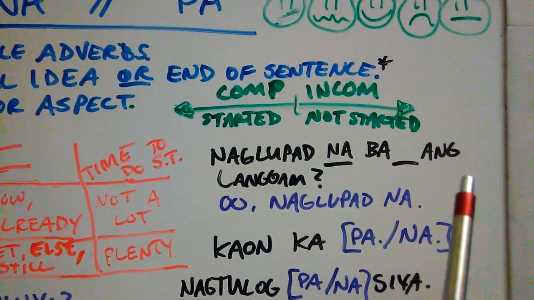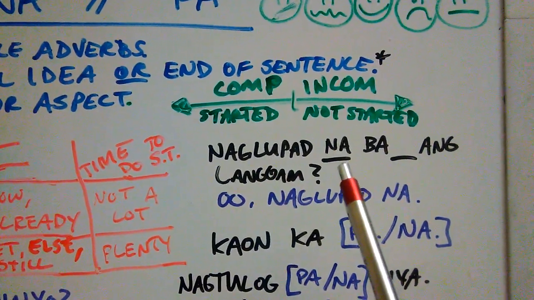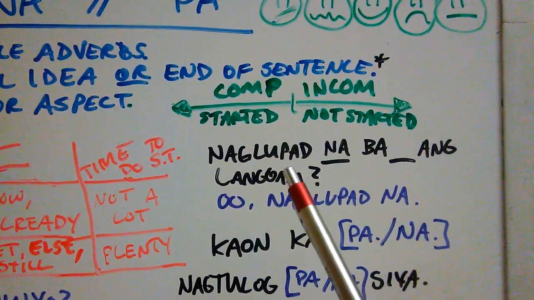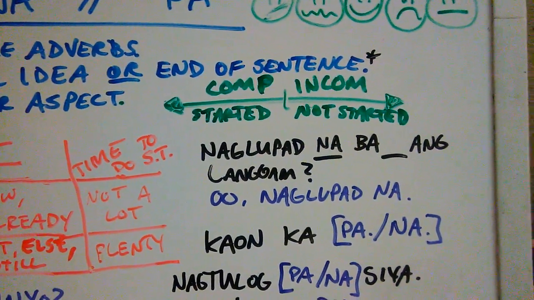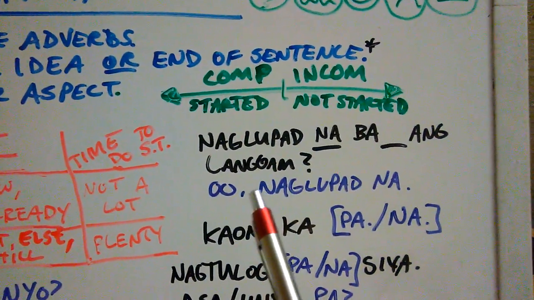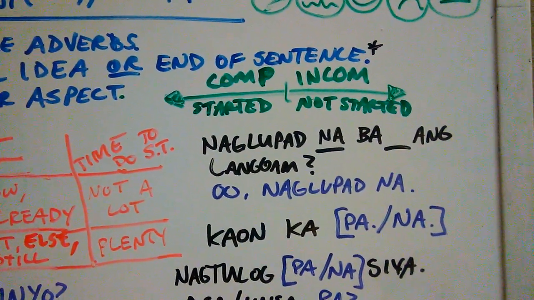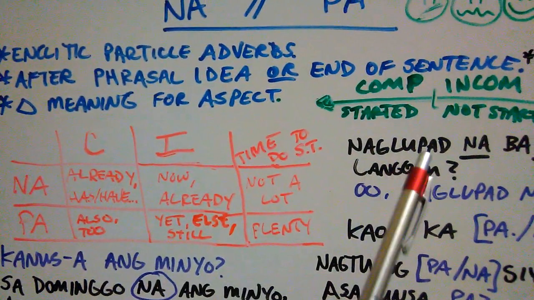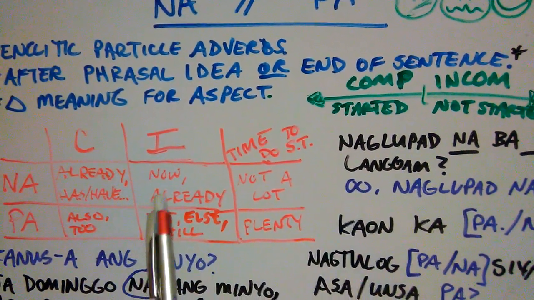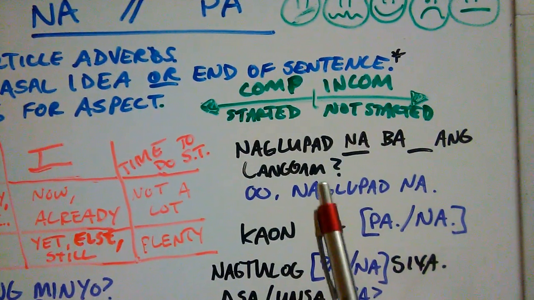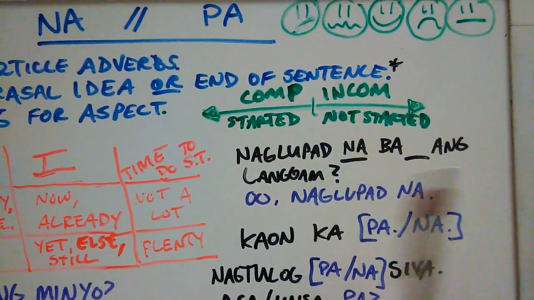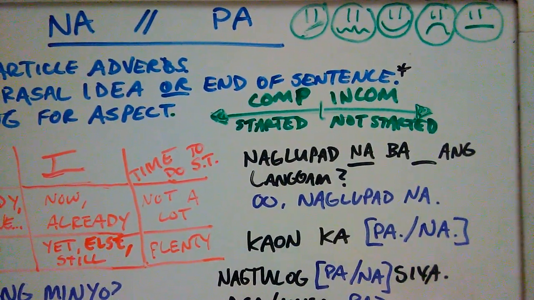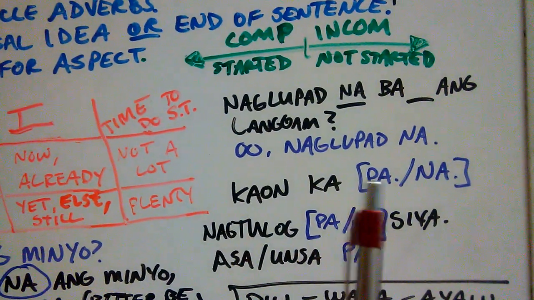So naglupad na, and since it is an adverb, notice how the adverb na is right after the verb, which makes sense because adverbs modify verbs, right? The answer this person gives us is, oh, naglupad na. Oh, yeah, it already flew. And that's what we mean by the completed. If the action was already started and completed, then it's going to have that already. The bird flew away already? Has the bird flown away? Oh, yeah, it flew already. Boom. So easy, I don't need to explain.